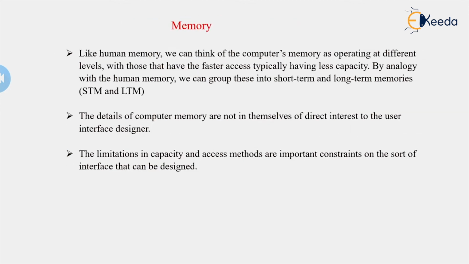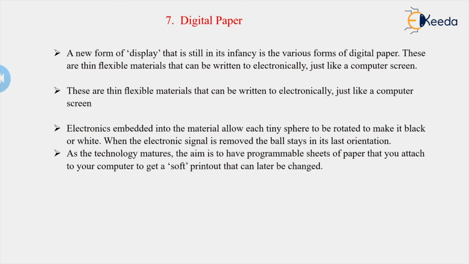Then you have digital paper. In terms of display, digital paper is in its infancy in various forms. Electronics are embedded into a material with each tiny sphere able to be rotated. As for how it works, when the electronic signal is removed, the ball stays in its last orientation. As technology matures and progresses, these are the interactive systems that are available in the market, and we try to purchase and work on them. For different fields and different work, they are required.